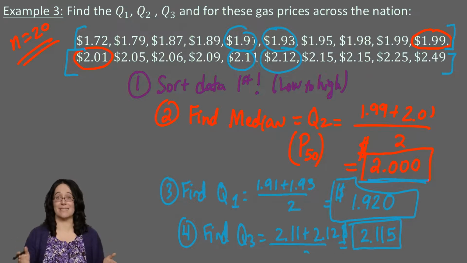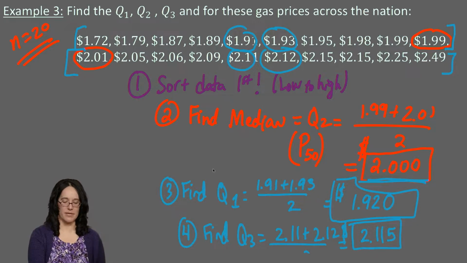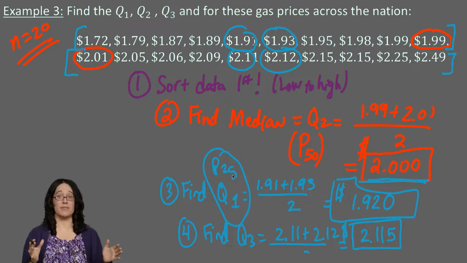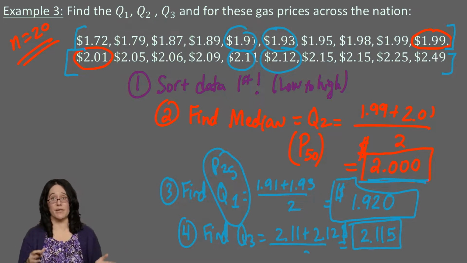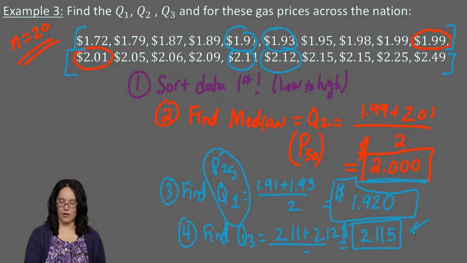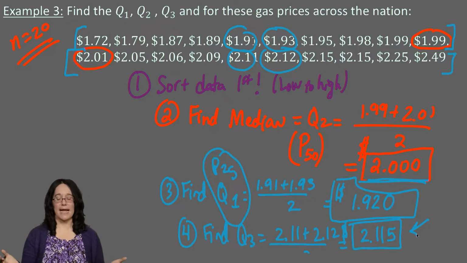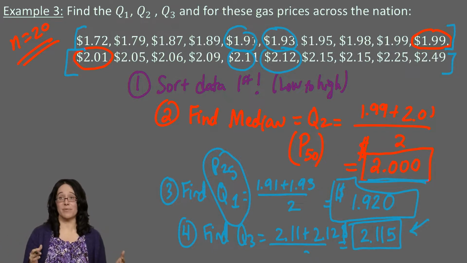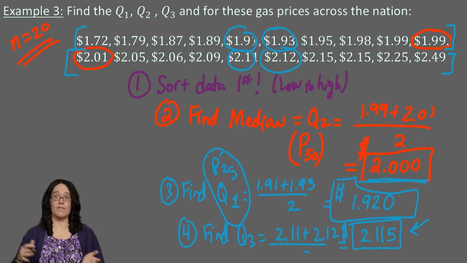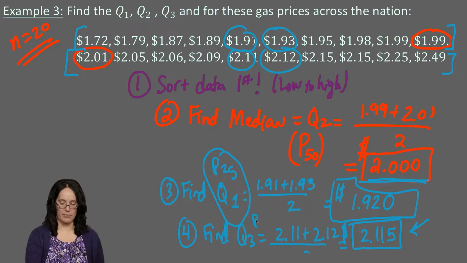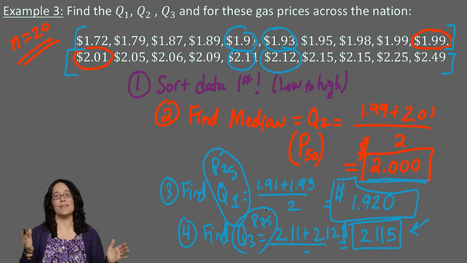Okay, so again, what is this saying? Well, if you went to get gas, according to this period of time, and you paid $1.92, that means 25%, because this is P25, that is what we mean by quartile 1, 25% of gas prices were below you and 75% were above you. But if you paid $2.12 for your gas that day, that meant 75% of people paid less than you and only 25% paid more, because this is what we call P75, quartile 3. So hopefully that starts to make some sense.